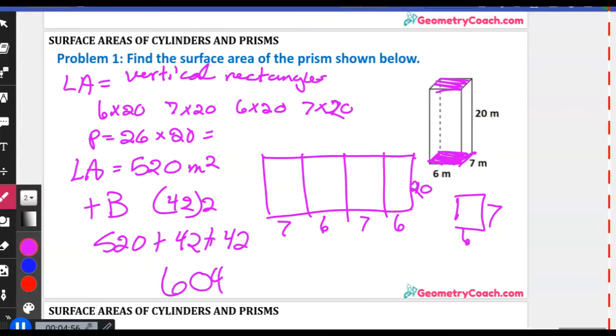604 meters squared. Now, you can always think about it in the nets. We just took some time and broke these into nets earlier. The surface area is just the area of the net, because that's the unfolding of the box. So you just find the area of each of those shapes.